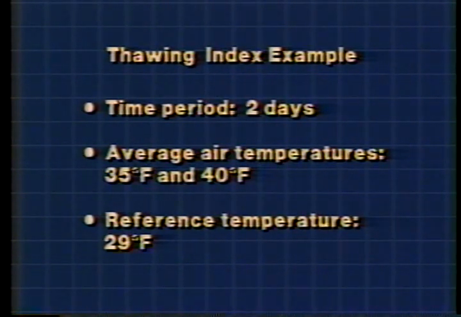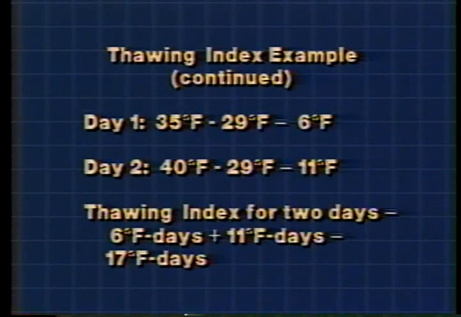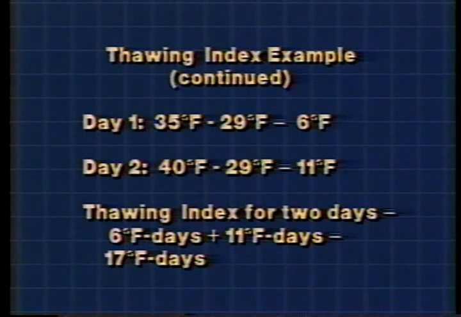The average air temperatures for those 2 days are 35 and 40 degrees, and the reference temperature is 29 degrees Fahrenheit. To calculate the thawing index, we subtract the reference temperature from day 1's average temperature. 35 minus 29 equals 6 degrees Fahrenheit. The corresponding number for day 2 is 11 degrees Fahrenheit. Adding these numbers, 6 plus 11, gives us a thawing index of 17 degree Fahrenheit days. A more complete thawing index equals the addition of these daily values over the entire thawing period.